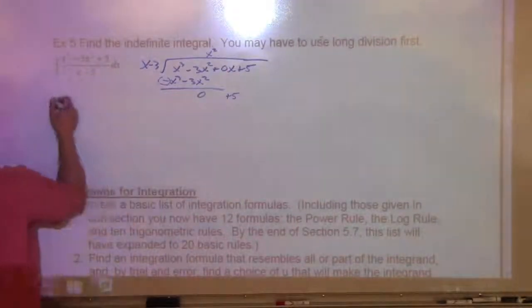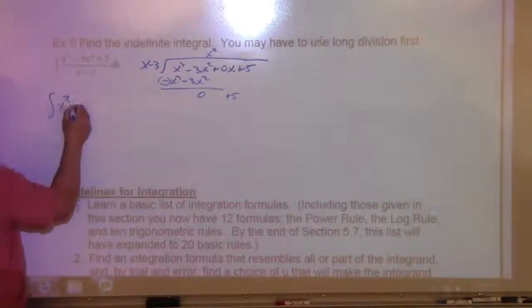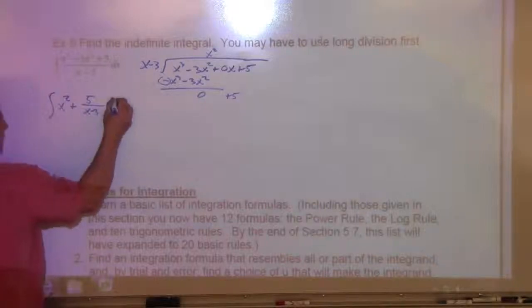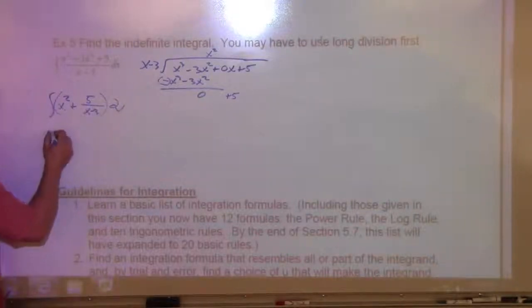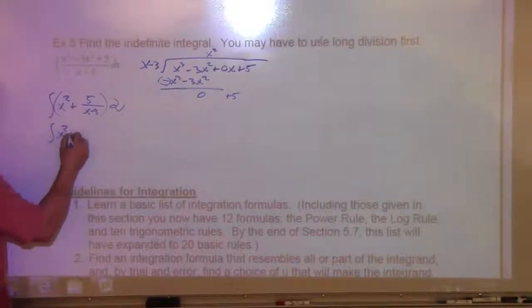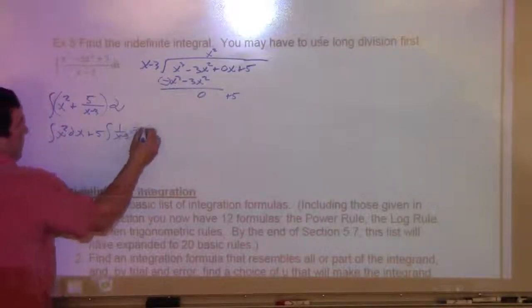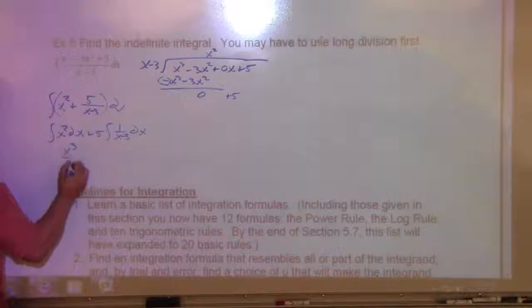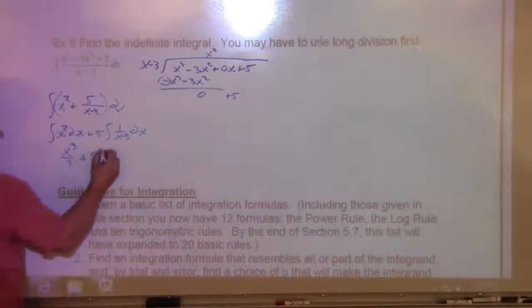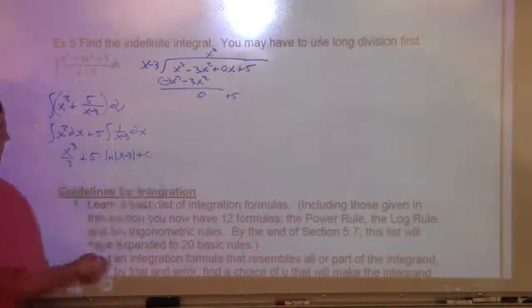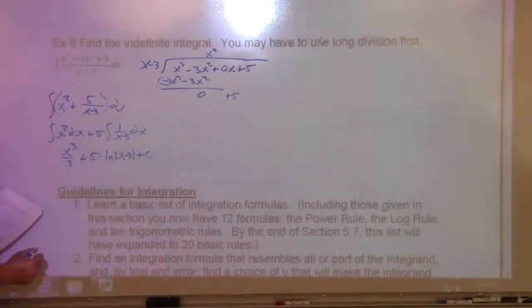That's the remainder. So this is going to become the integral of x squared plus 5 over x minus 3 dx. So this is the integral of x squared dx plus 5 integral 1 over x minus 3 dx. This is x cubed over 3 plus 5 times the natural log of the absolute value of x minus 3 plus c. That's it.